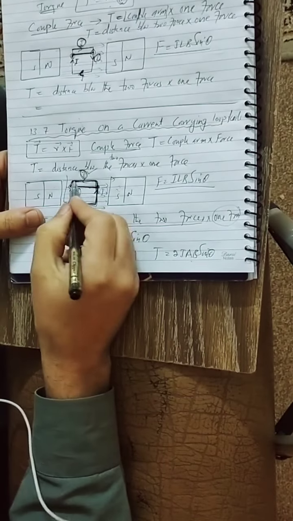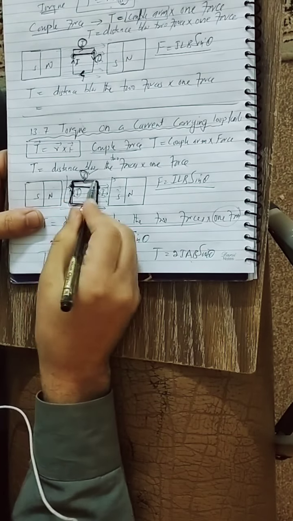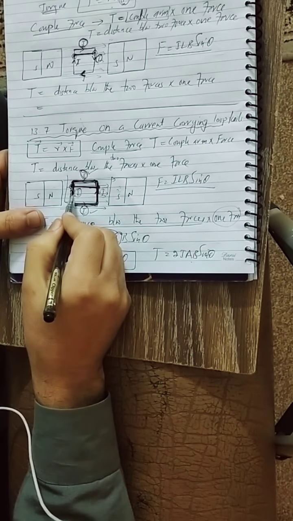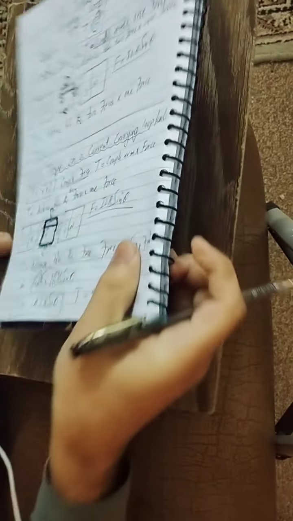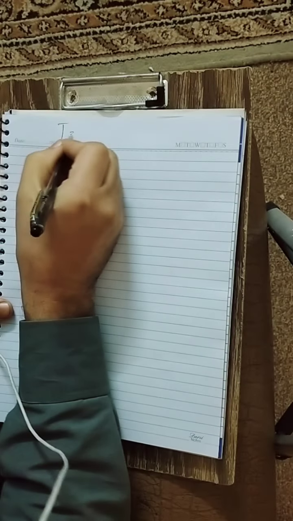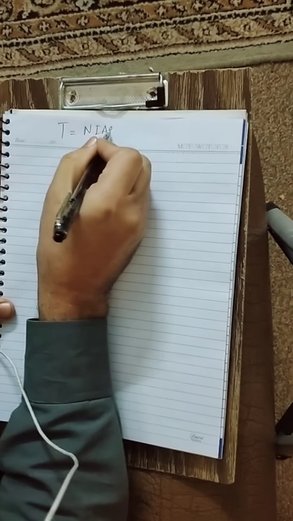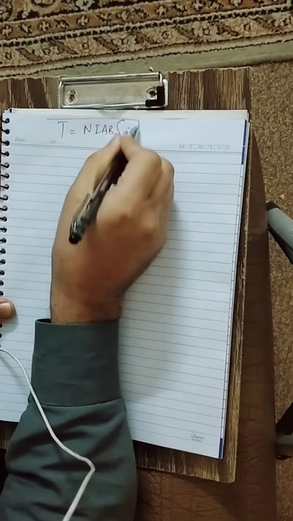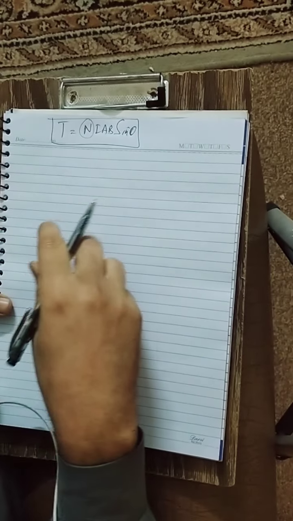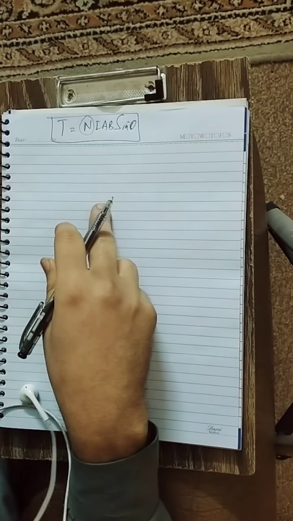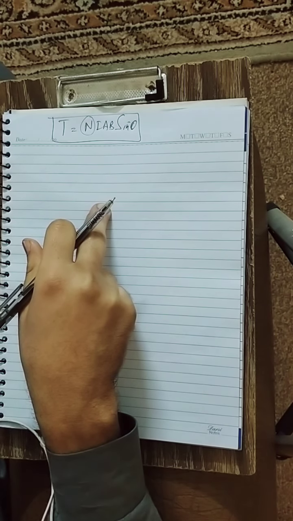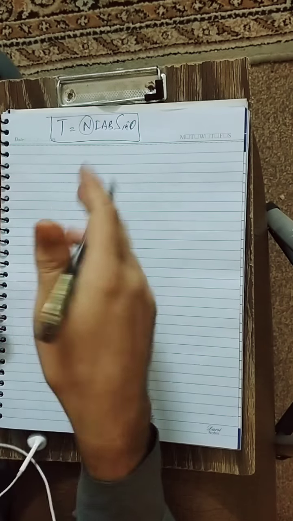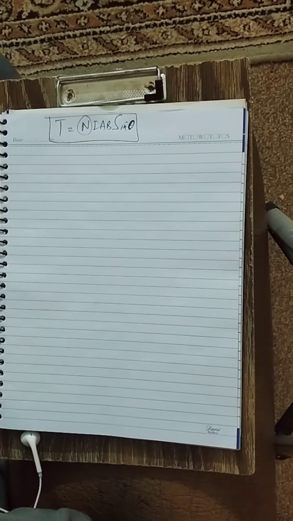So if there are n number of turns, in each turn the current is flowing, and on each current the magnetic force will be acting and the torque will be produced. So that torque is equal to N IAB sine theta. What is N? N is the number of turns of the coil. So this is the formula for the torque for n number of turns: torque is equal to NIAB sine theta. This is the formula for the rectangular coil carrying current I.